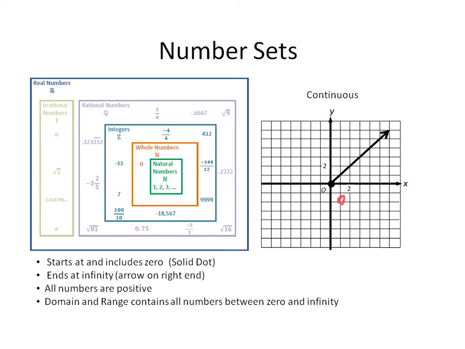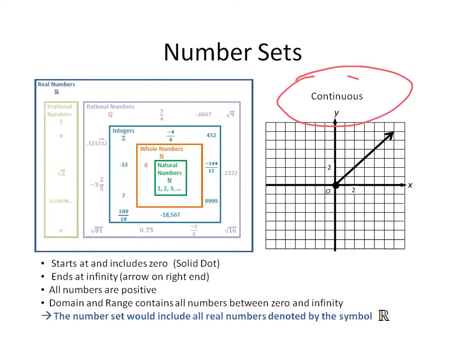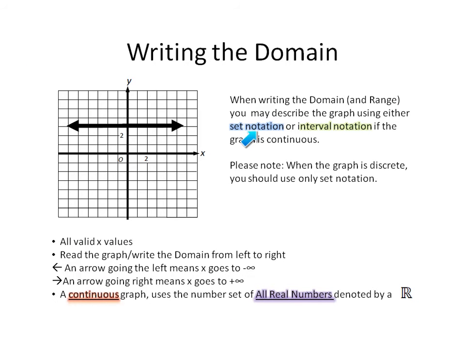This function starts at 0. I do not pick my pencil up when I go. It has an arrow, meaning that it goes to a positive infinity. All numbers are positive, but the domain contains everything between here, and so does the range, so it includes irrational numbers and rational numbers. Therefore, this continuous function would use the number set all real numbers, denoted by a capital R with 2 legs. Writing the domain, I can use set or interval notation.